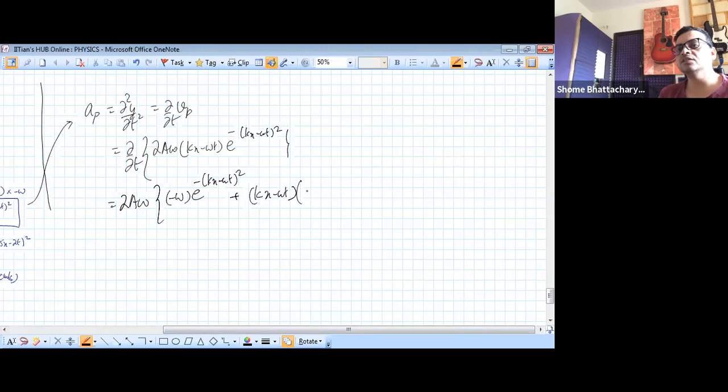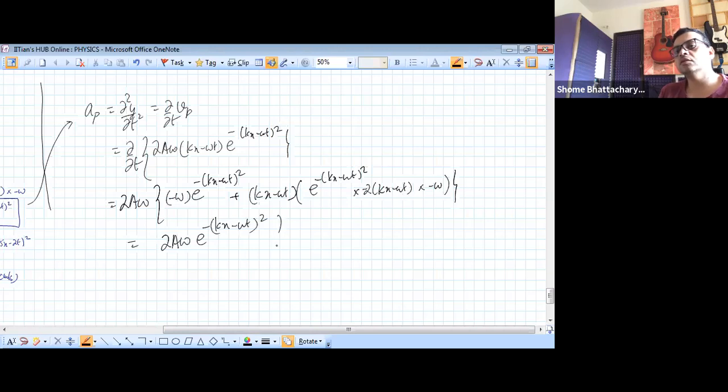Differentiation of that exponential function is e raised to the power minus (kx minus omega t) whole square, into 2 times minus (kx minus omega t) into minus omega, this whole term. So this will become 2a omega e raised to the power minus (kx minus omega t) whole square.